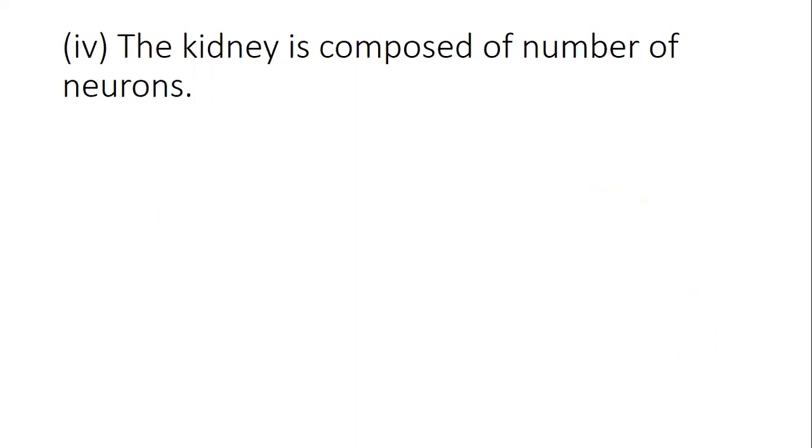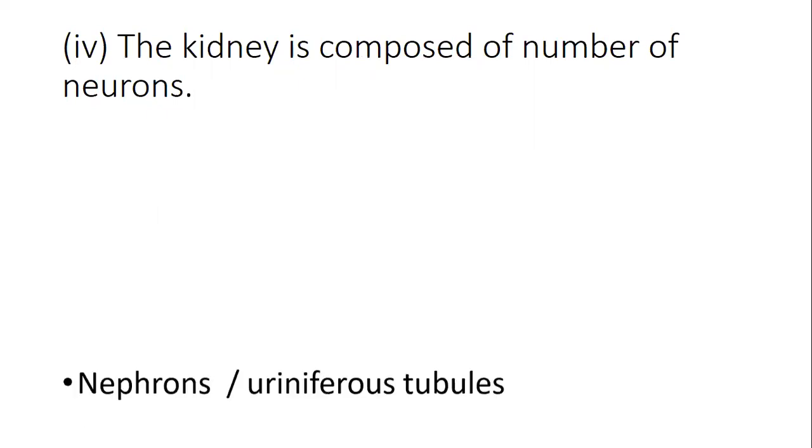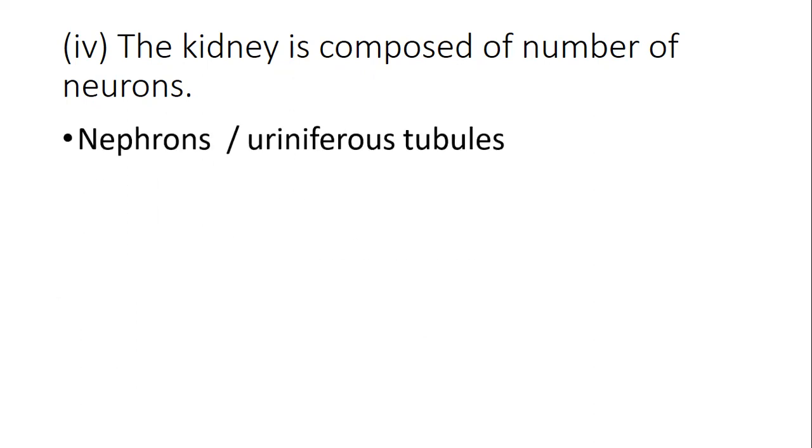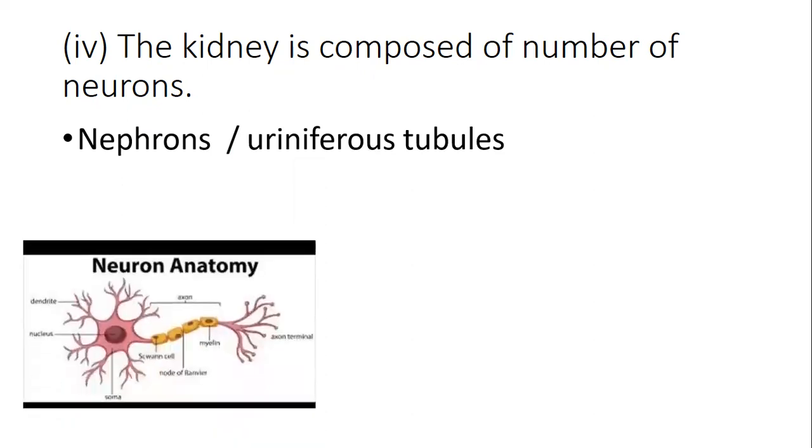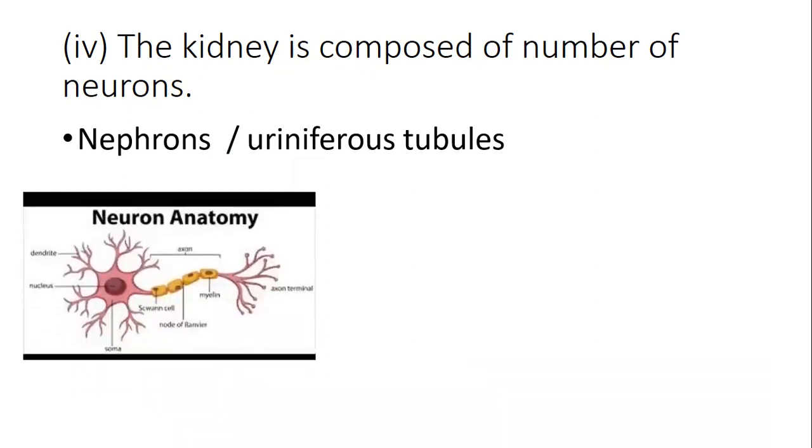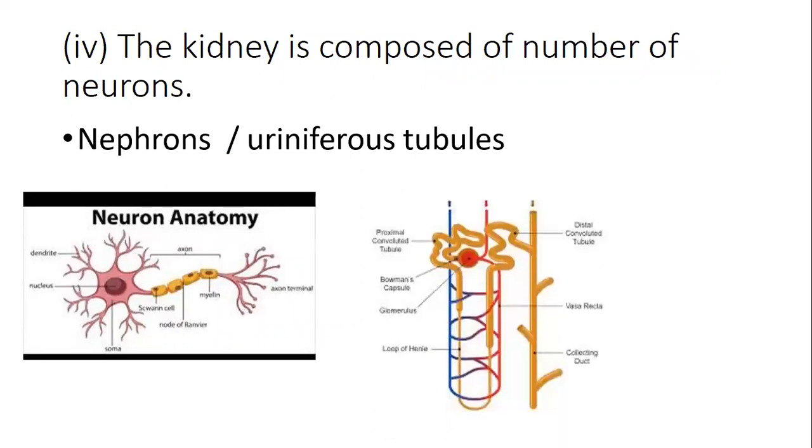Next, the kidney is composed of neurons. Okay, the kidney is composed of number of neurons. Underlined word is neuron. So we have to change and rewrite the statement as mentioned before. So just don't write the answer as nephron or uriniferous tubules. Write the entire statement: the kidney is composed of number of nephrons. Neuron actually is related to brain. This structure you must be familiar with. And nephron is the structure which is related to your kidney.